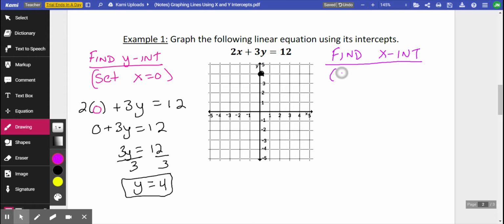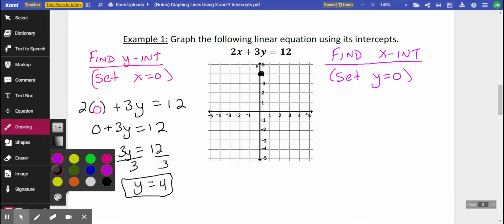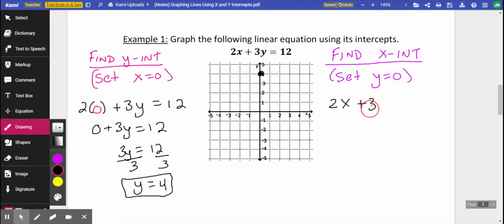This is going to be the opposite, right? So we're going to be setting y equal to 0 and then solving. So everything else stays the same. So 2x plus 3y equals 12. But in this case, instead of y, I'm going to be plugging in the value of 0. So once we set y equal to 0, 3 times 0 gives me 0, right? So that'll be just 2x plus 0 is equal to 12. The 0 goes away. 2x equals 12.